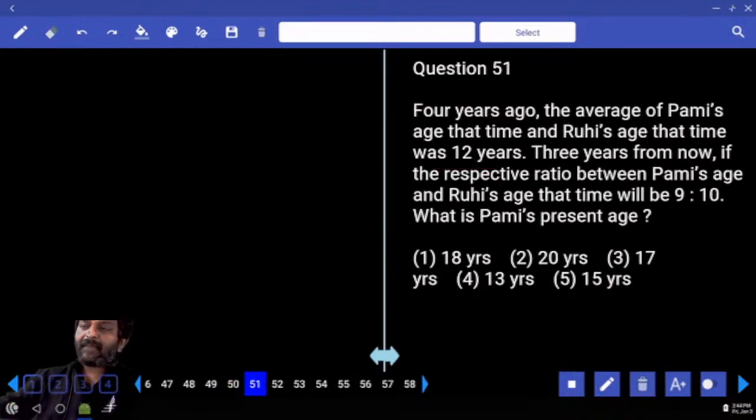4 years ago, the average of Pami's age at that time and Ruhi's age at that time was 12. 3 years from now, the respective ratio between Pami's age and Ruhi's age at that time will be 9:10. What is Pami's present age? Present age of Pami, 3 years from now. No, no, no, no. Yes.